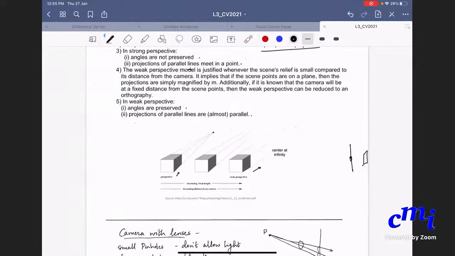So that's one thing, that you cannot collect a lot of light with a pinhole. It doesn't allow much light. And the second thing is, your image doesn't become bright. That's one reason why you want lenses.